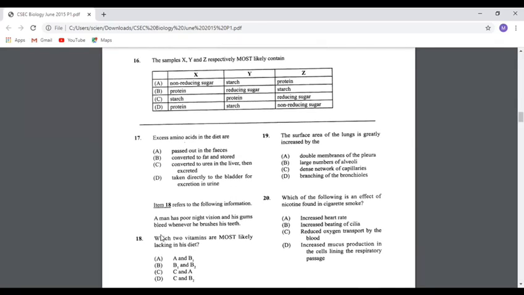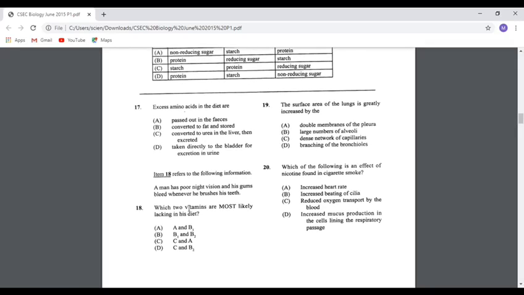17. Excess amino acids in the diet are A, passed out in the feces, B, converted to fat and stored, C, converted to urea in the liver, then excreted, D, taken directly to the bladder for excretion in the urine. And the answer would be C, converted to urea in the liver, then excreted.